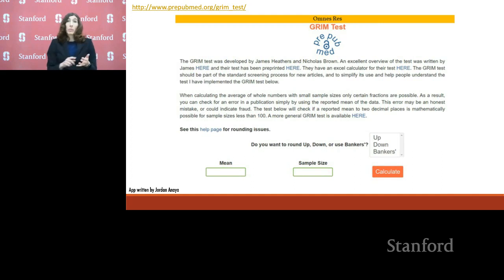This has been implemented in both a web app as well as a phone app. It's very easy to use. All you have to do is take your mean and your sample size from your paper, enter it into GRIM, and it's going to tell you whether or not that mean is a possible mean.